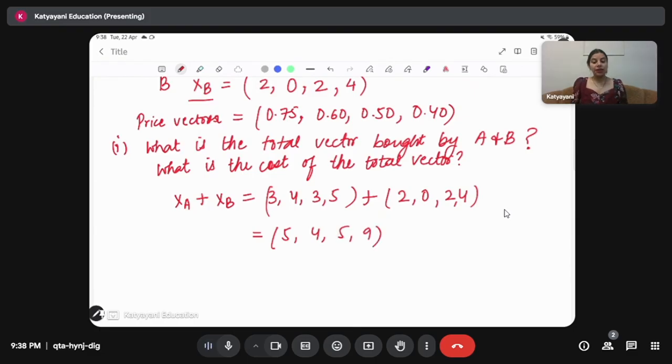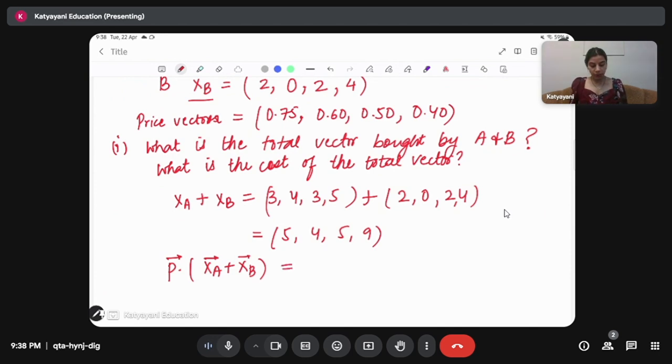So that means that 5 kgs of cherries are being bought by both of them, then 4 kgs of pears, 5 kgs of oranges, and then 9 kgs of apples, right? Now, if someone asks you what is the cost, so you multiply the total output of each commodity with the price, right? So here what is needed is the dot product of P and the total vector. So xa plus xb, whatever you have got, the vectors, right? You will take the dot product with the price vector.